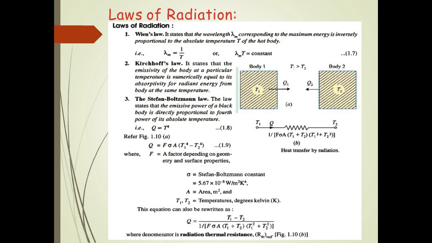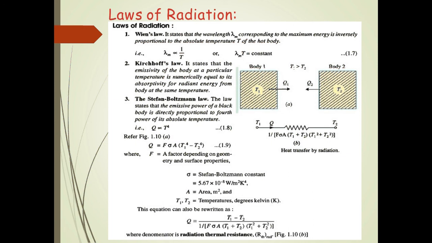Sigma is the Stefan-Boltzmann constant, and its value is 5.67 into 10 raised to minus 8 watt per meter square Kelvin raised to 4, and A is the area in meter square. T1 and T2 are the temperatures of the bodies, either in degrees or Kelvin. Generally, temperature must be in Kelvin. So, this equation can be rewritten as Q is equal to (T1 minus T2) divided by 1 upon F sigma A (T1 plus T2) into (T1 square plus T2 square).